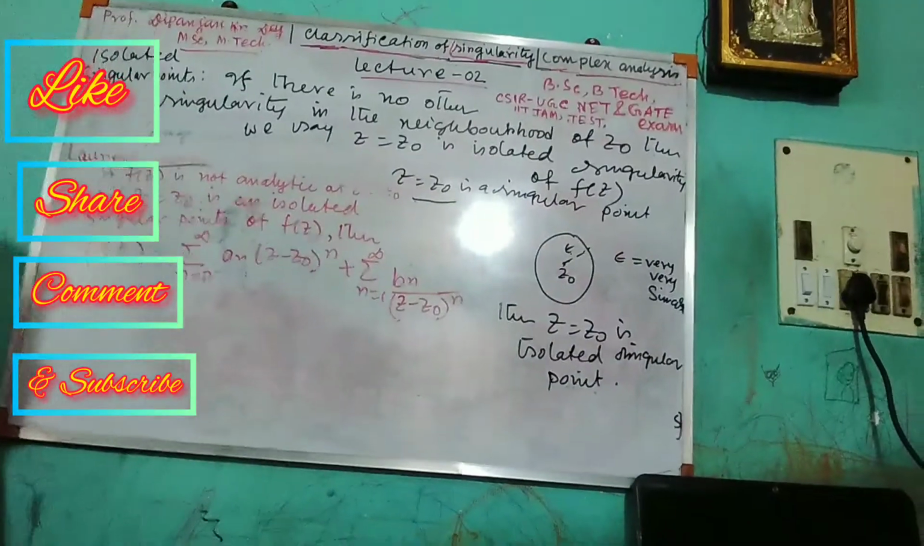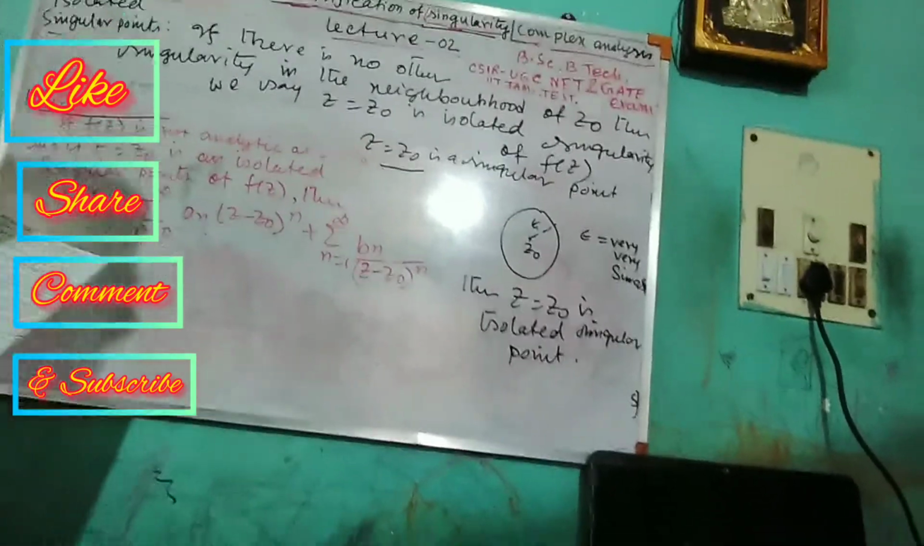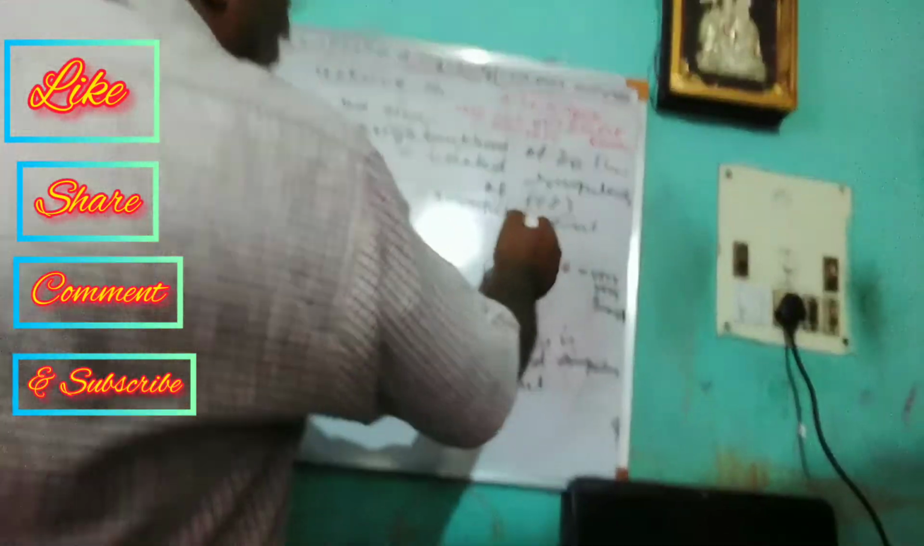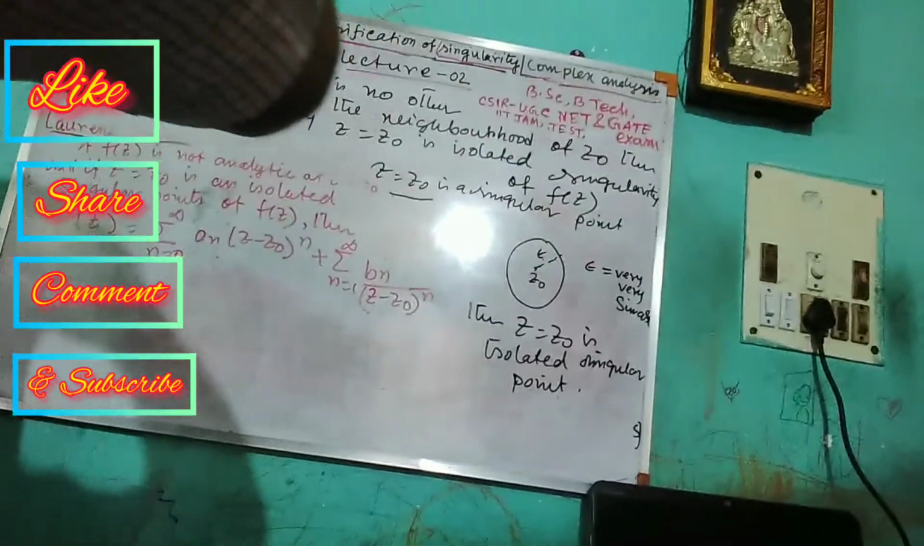Isolated singular point. Z equal to z0: in this neighborhood, there will be no other singular point. Then we can say it is an isolated singular point.